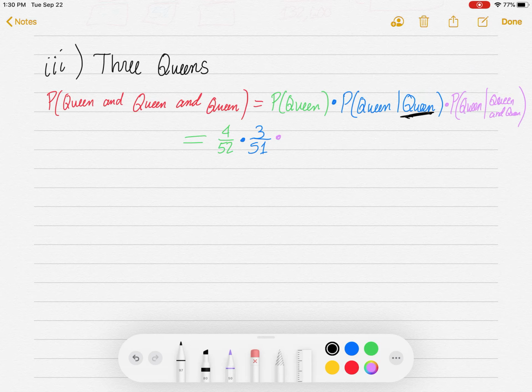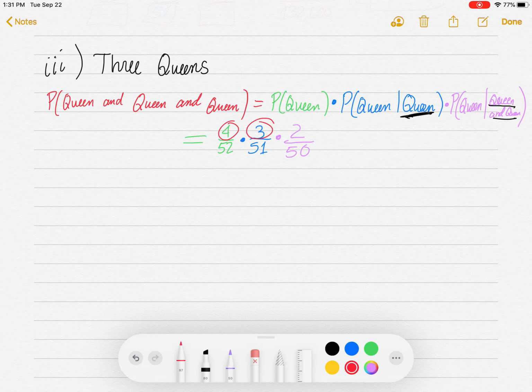Well, how many queens are left in the deck? Remember, you're assuming that you got a queen and a queen already. That's a given. That means you have 2 queens left in the deck, right? You got one on the first draw, you got one on the second draw. So there are only 2 queens left in the deck. And how many cards total? 50. Total of 50, because you got those 2 queens out of the deck.